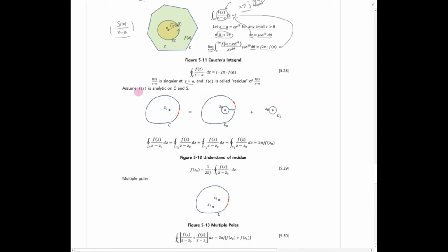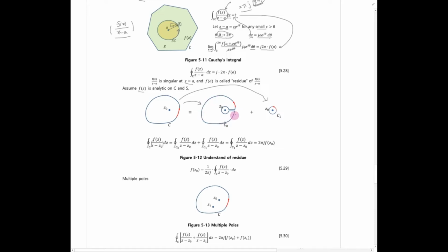Assume that f(z) is analytic in the whole domain, but we would like to measure this one. At this moment, z0 is a singular point, and we would like to take integration over the contour like this one. It's a closed contour. But at this moment, the z0 point is not analytic. f(z) over z minus z0 is not analytic at this point. So it is not 0. Okay, so how can we make it 0? This contour is decomposed into two different components. One is this contour.